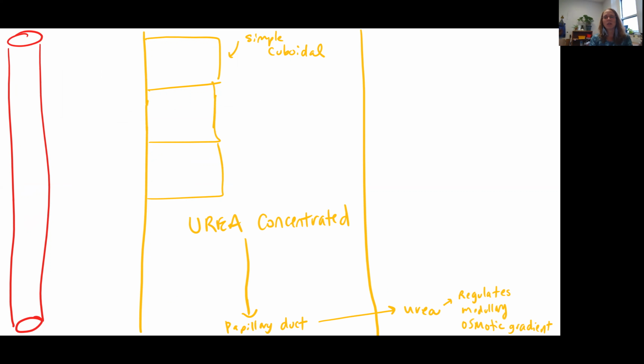We see that throughout the movements in our nephron, the urea has not been able to be reabsorbed, and so it is going to become fairly concentrated as we move towards the distal portion of the collecting tube. As it makes its way to the papillary duct, we can see some reabsorption of urea here. It's moving into that peritubular fluid, and it's going to be important in helping to regulate the medullary osmotic gradient.